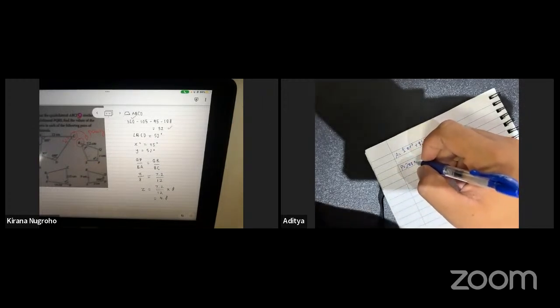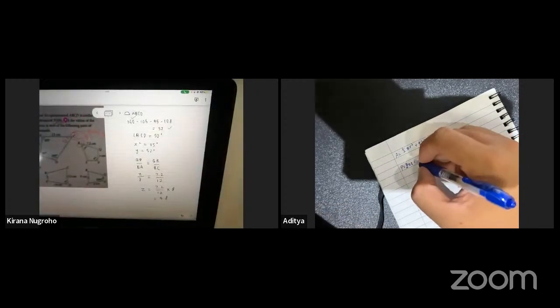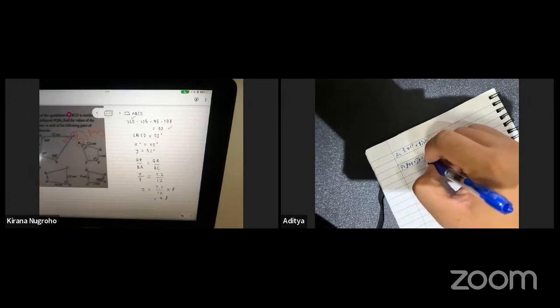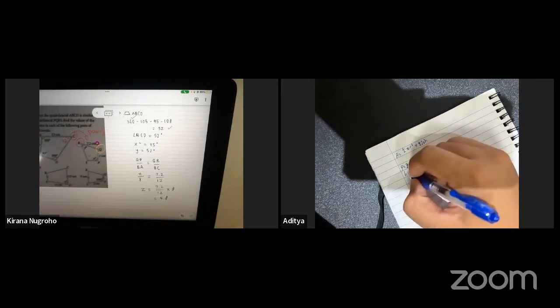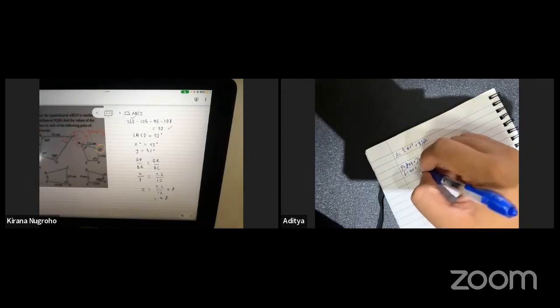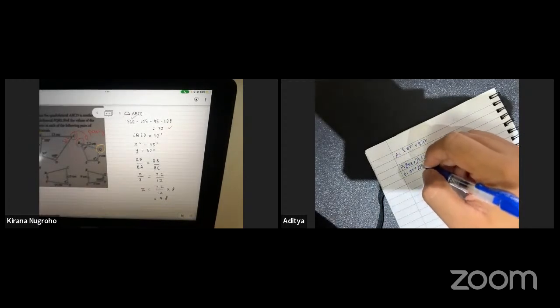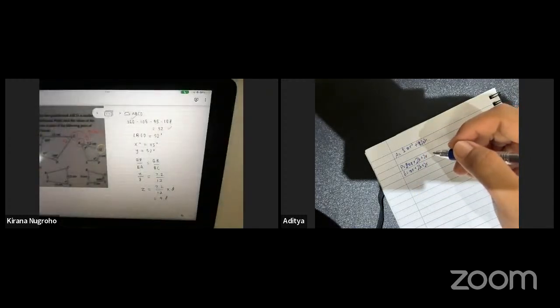ABCD is similar to PQRS. The rule is that they pair. A pairs to P, B pairs to Q, right? B pairs to Q. That's my mistake. Now, do you understand what I'm saying, Kirana? Wait. So B will be equal to Q, basically, in terms of angle. B will be S, then A will be P.